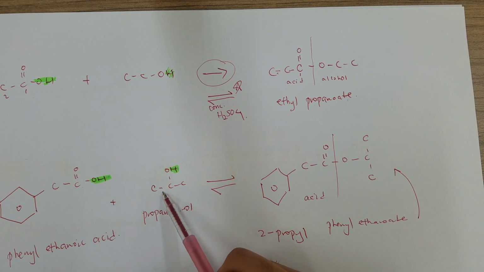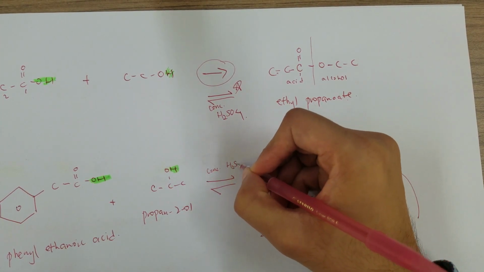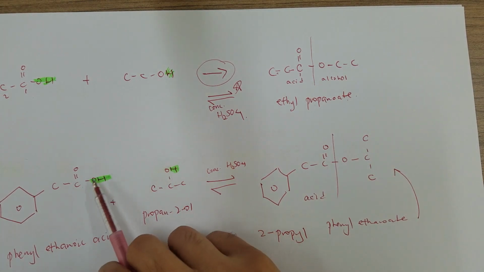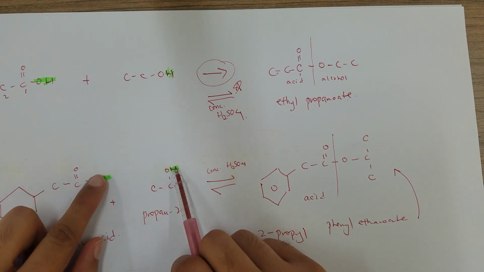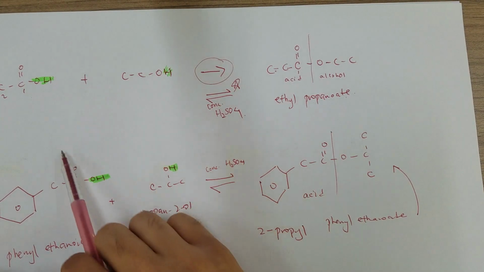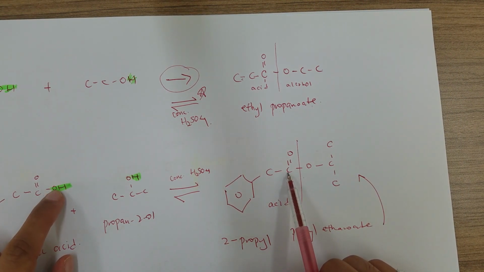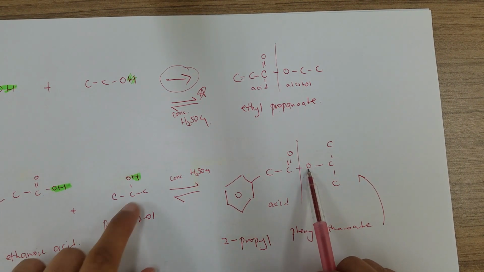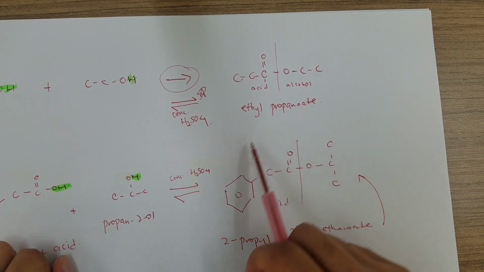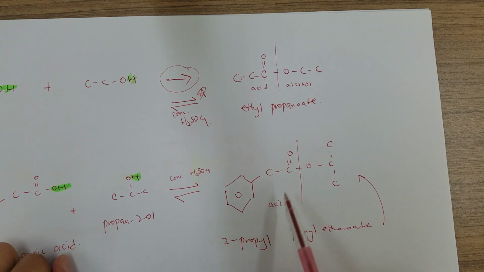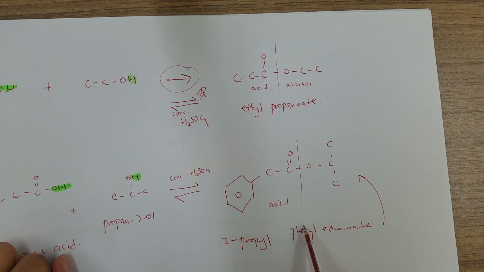So when these two react under H2SO4, we just have to remember that acid will lose OH, alcohol will lose only H. So when these two are gone, this will combine to this part, so we will have something like this. The acid will lose OH, and then the O will combine with the remaining C. To name this molecule, we have to look at the acid first. This is the main chain, so ethanoate. This is a branch, so phenyl ethanoate.